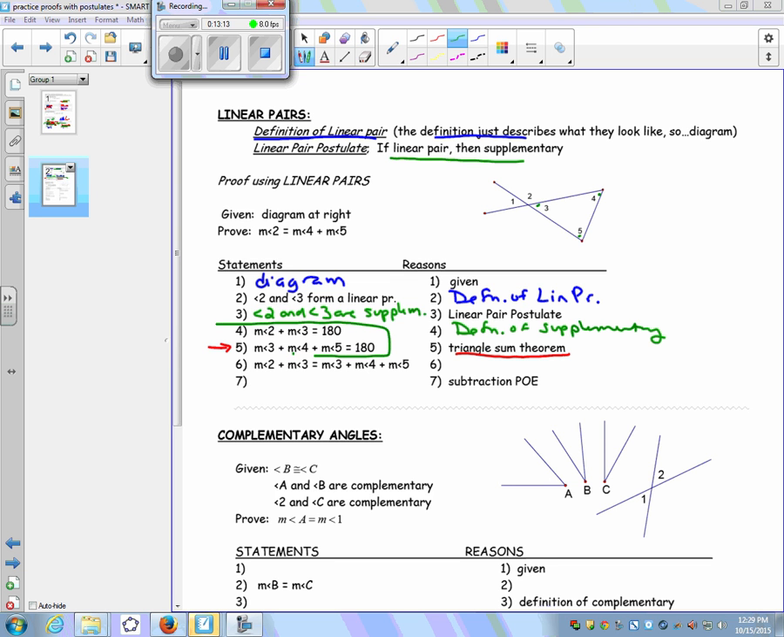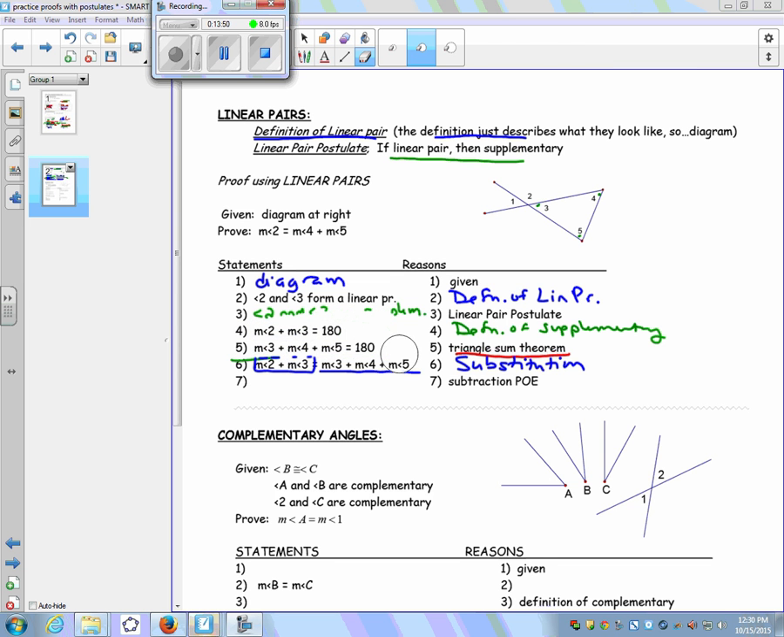That gives us two steps here that are both equal to the same amount. That is always going to be a signal to you to use the substitution property. When you have two things equal to the same amount, you're basically taking 2 plus 3 and keeping it the same, and then taking your 180, getting rid of that, and replacing it with 3 plus 4 plus 5. That's substitution. Whenever you see two steps that are equal to the same amount.